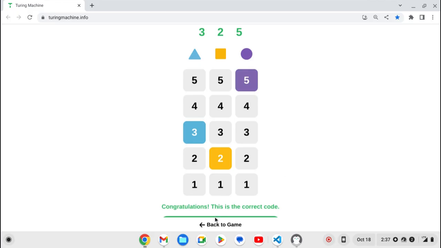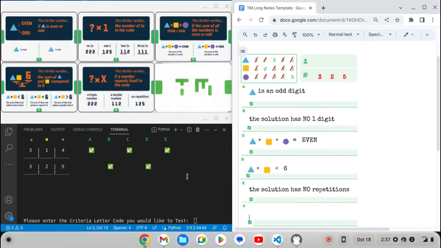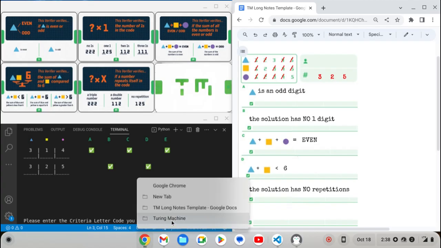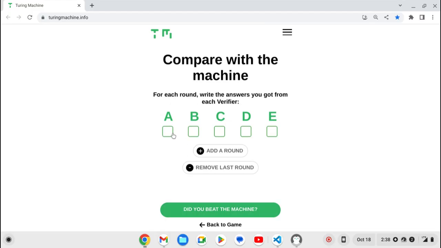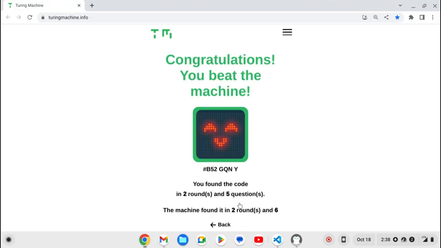Fantastic. Well, how did we do versus the Turing machine? Well, as I recall, I think we had 5 criteria cards and we did do the 5 tests. So at worst, technically, we tied. And, well, we did everything. We did ACE in the first round and the remaining 2 in the second round, and we got all checks. I don't know if that's the first time I've gone all checks before, but it does not occur that often. So ACE in the first round and then BD in the second. And yeah, we beat him by 1 question.